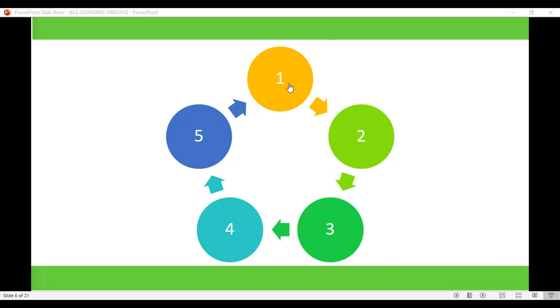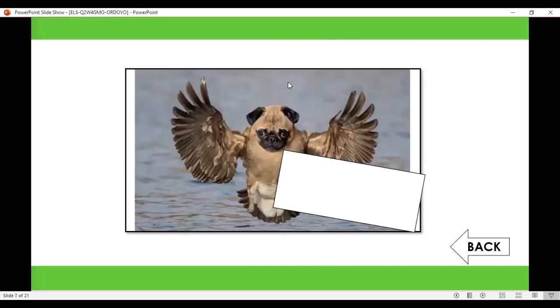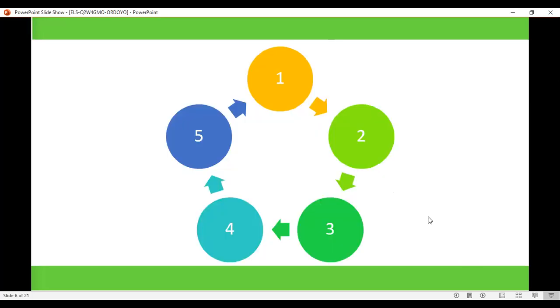For image 1, it depicts a dog with wings. As you observe, what do you think it would be? Is it possible to exist in real life or not? What do you think? Is it a fact or a bluff? Kindly provide your answer on our chat box.